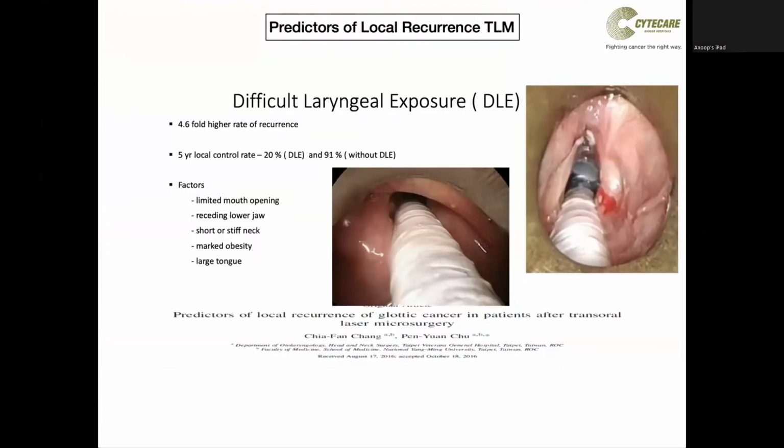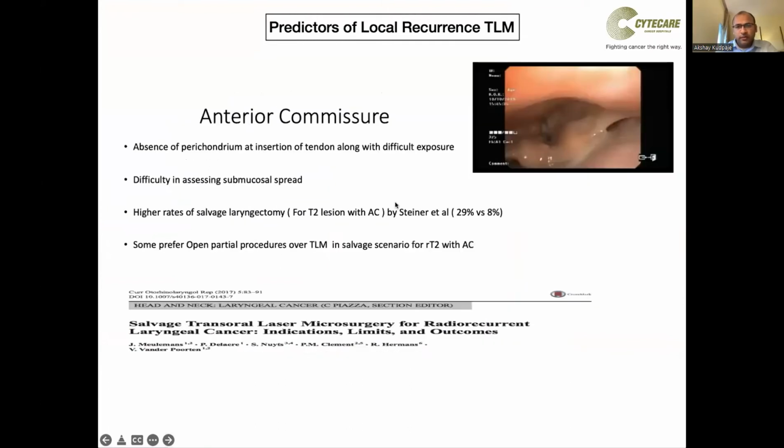However, in situations where there is difficulty in either visualizing the anterior commissure, or in certain situations, even having difficulty in visualizing the vocal cord, these are definitely not the cases to choose for curative intent transoral laser surgery. You need to do a biopsy, prove the disease, and better treat them with radiotherapy.